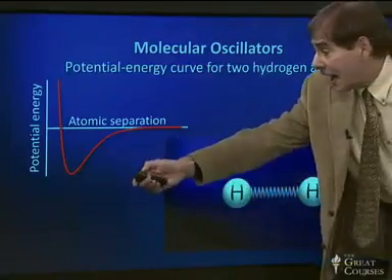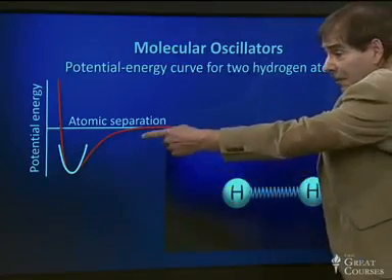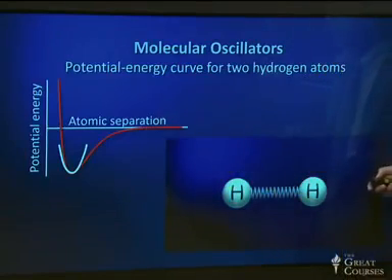And again, you can see that because in the potential energy curve, if I try to fit a parabola to the bottom of the curve, it's a pretty good fit right near the bottom. And so that means this thing will undergo simple harmonic oscillations like our mass spring system.